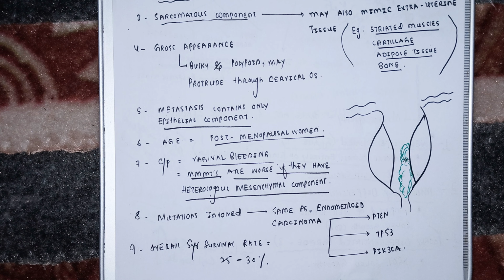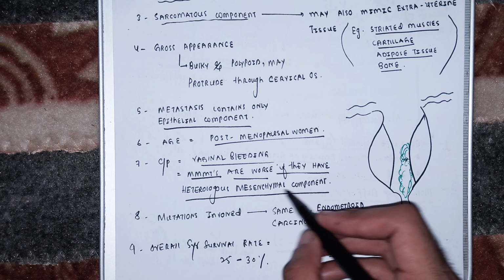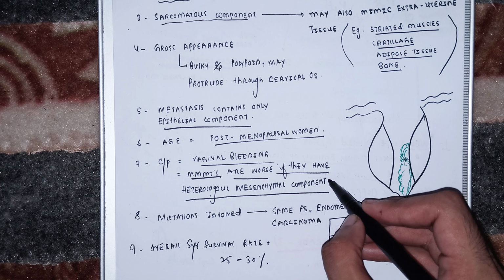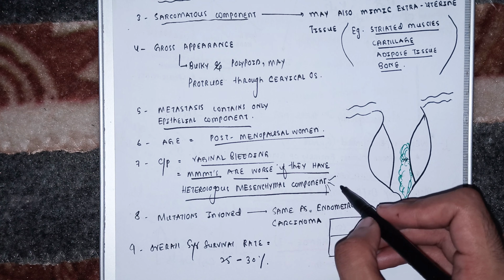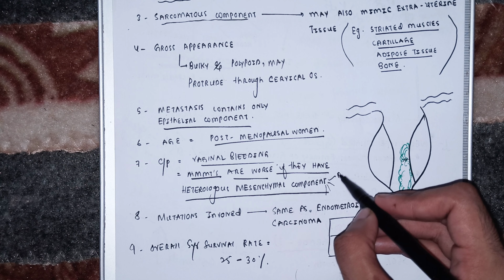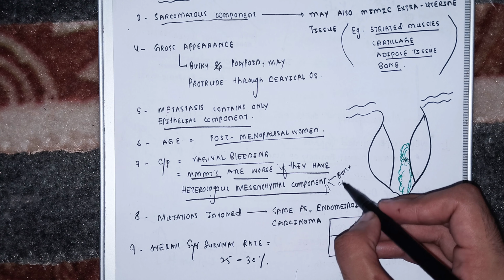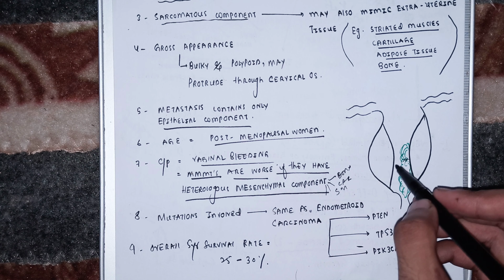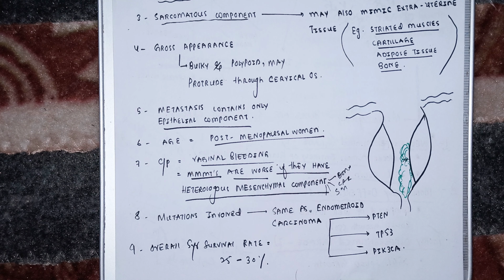हेट्रोलोगस मीजनकाइमल कंपोनेंट। मीजनकाइमल कंपोनेंट को सार्कोमेटस कंपोनेंट भी कहते हैं। इसके अंदर अगर बहुत ज़्यादा डिफरेंट हेट्रोलॉगस कंपोनेंट मौजूद हैं, जैसे कि बोनी कंपोनेंट, कार्टिलेजनस कंपोनेंट, स्ट्राइएटेड मसल मौजूद है, तो फिर तो बेटा ये एमएमएमटी बहुत ही ज़्यादा, इसकी प्रोग्नोसिस पुअर होगी और ये वर्स होगा। ठीक है। व्हाट आर द म्यूटेशंस रिस्पॉन्सिबल फॉर द डेवलपमेंट ऑफ दिस कंडीशन?